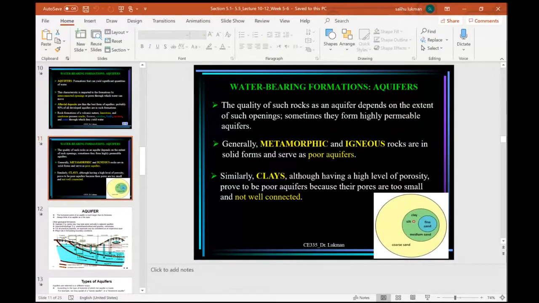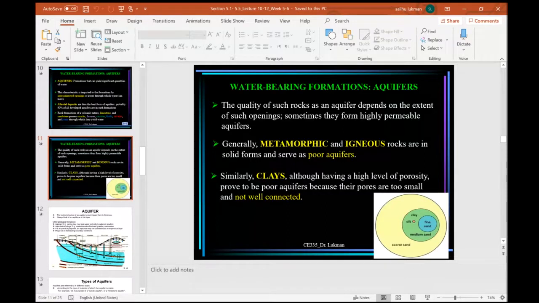Similarly, clays, although having a high level of porosity, are poor aquifers because their pores are too small and not well connected. Clay has a lot of holes, but the holes are not connected. If they are not connected, it means you cannot have continuous flow of water from one hole to the other, and that is a problem as far as a good aquifer is concerned.